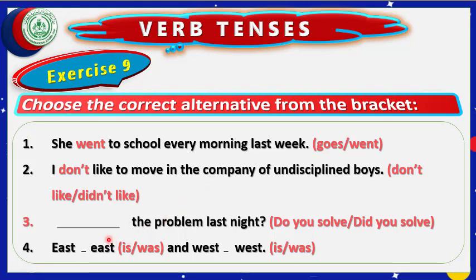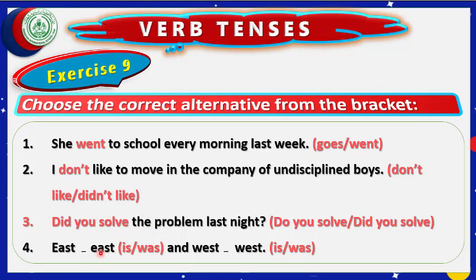Number 3. Dash the problem last night. Last night means we are talking about past. And when we talk about past, what do we use? We use second form. Second form will be, did you solve? Did you solve the problem last night? Let us move to the next part.